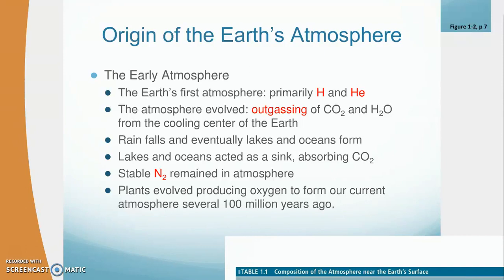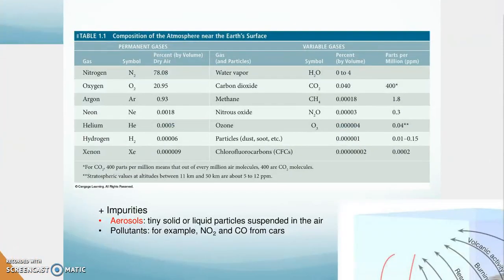With the abundance of carbon dioxide, water, and nitrogen in the atmosphere, that helped to allow the plants to evolve and start to produce oxygen about 100 million years ago. And over the last 100 million years, the balance between water, carbon dioxide, nitrogen, hydrogen, helium, and all the other gases kept evolving and changing to the point where we have our current atmosphere today.